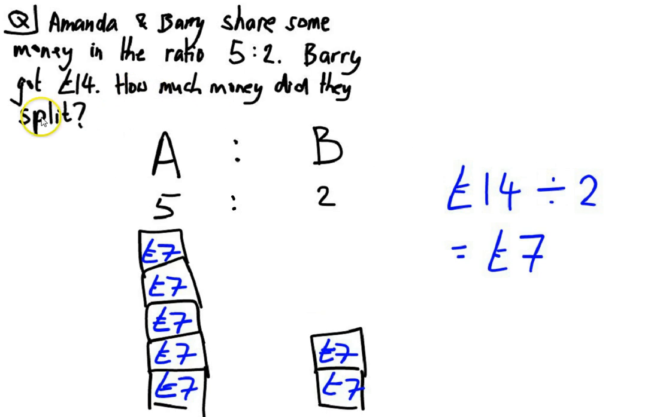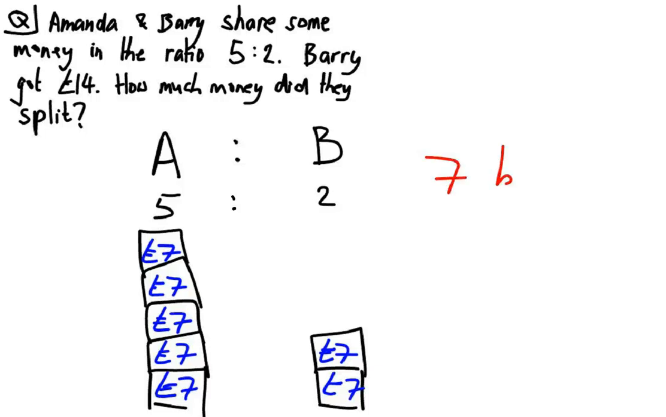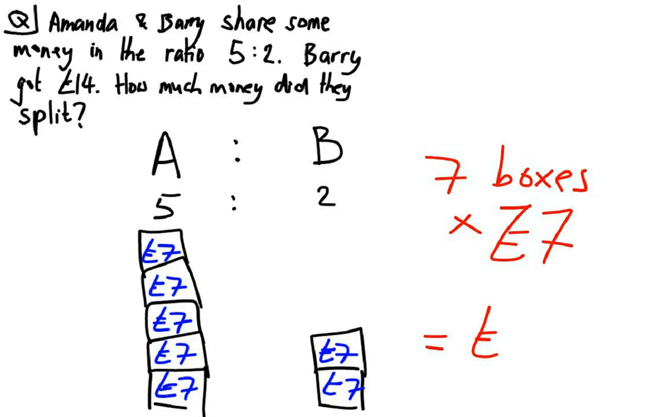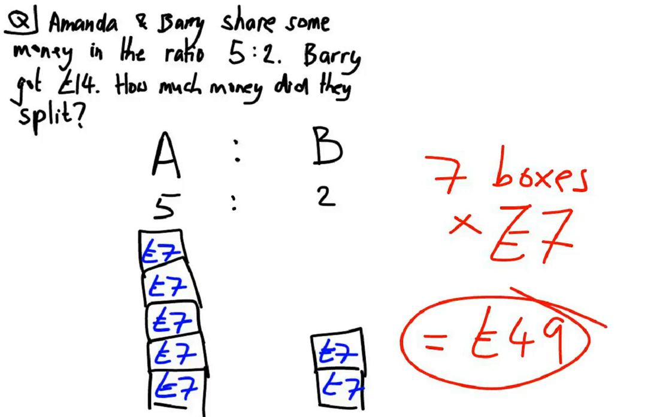Now the question asks how much money did they split, so it's looking for the total. So in total you have 1, 2, 3, 4, 5, 6, 7 boxes, each of those with £7 in. So to work out the answer, what you're going to do is you are going to do the number of boxes, 7 boxes, and you're going to multiply that by the amount that is in each box. So in total they split £49. That is your final answer, and that is grade C or level 7 if you can do that.